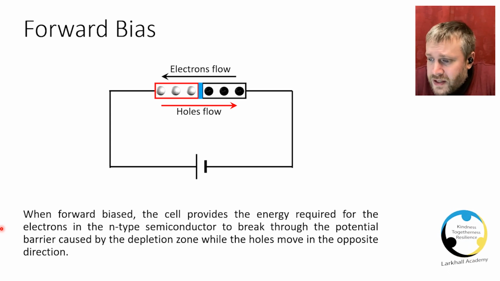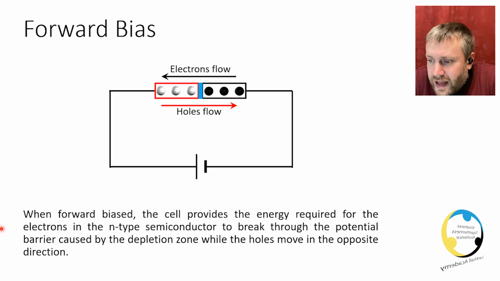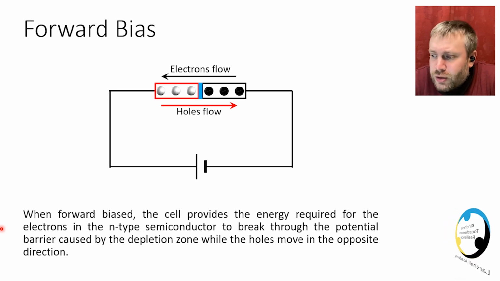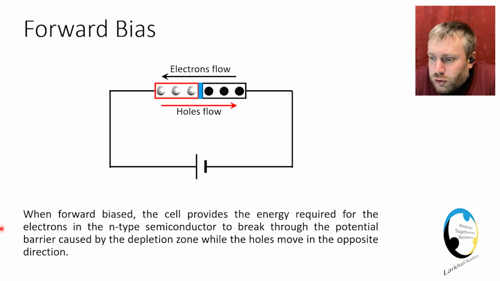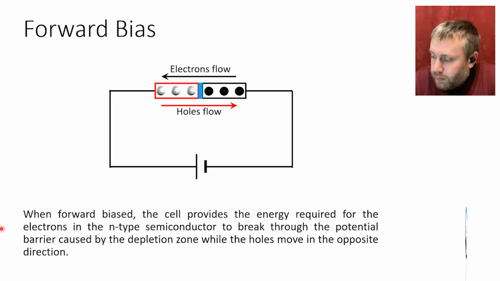So when forward biased, the cells provide the energy required for the electrons in the N-type semiconductor to almost break through that potential barrier caused by the depletion zone, and then obviously the holes, as I say, move in the opposite direction because of that same process.